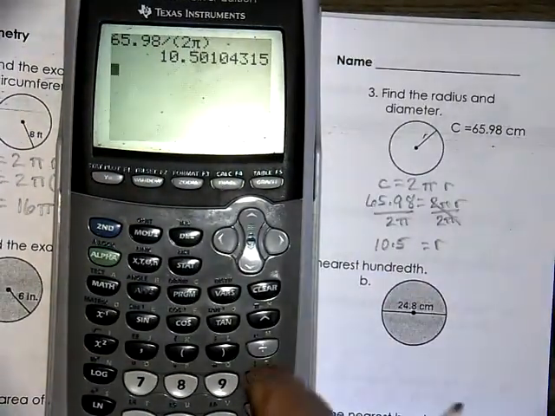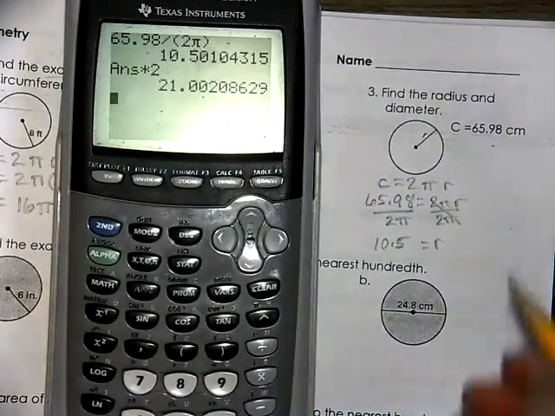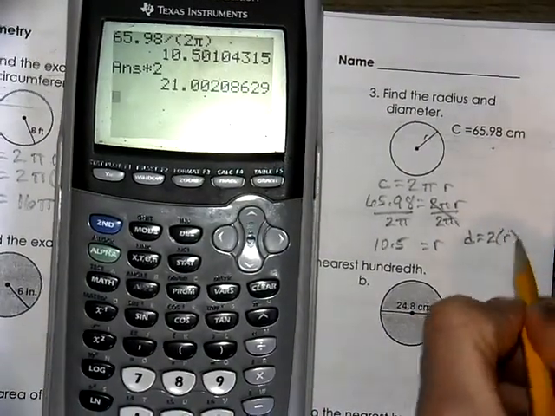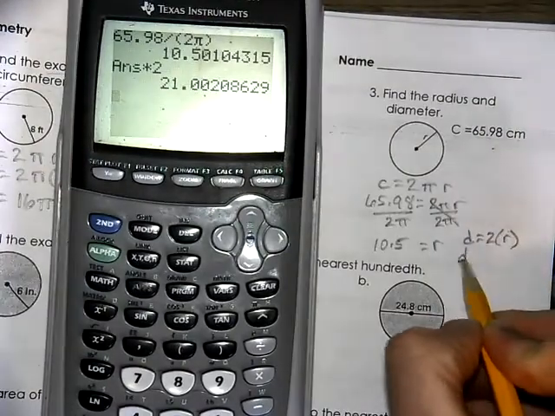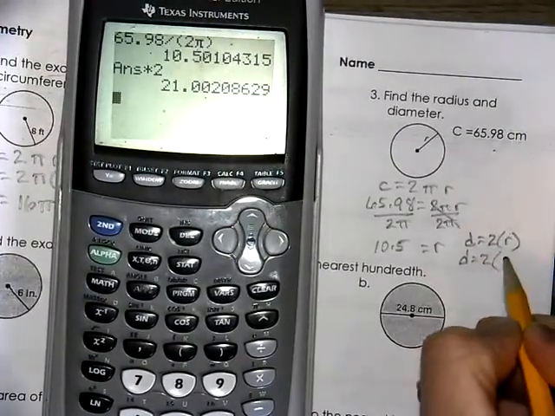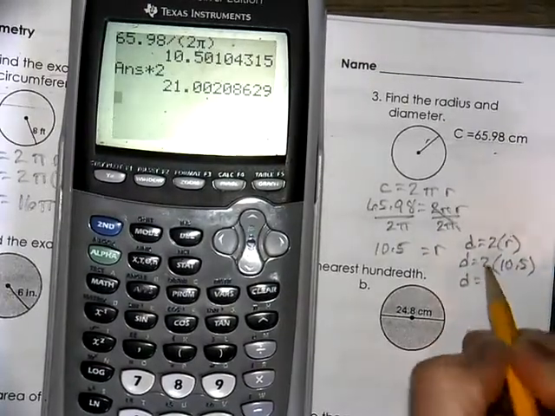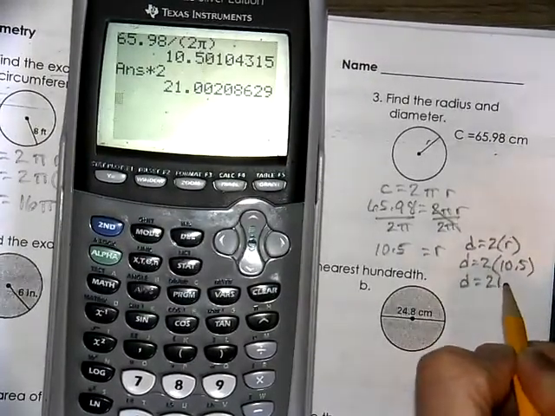That's our radius, so we're going to times that by 2 to figure out the diameter. Diameter equals 2 times the radius. So 2 times our 10.5 gives us a value of 21.0.